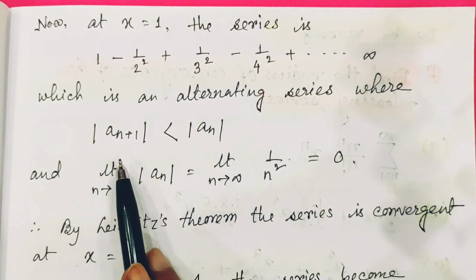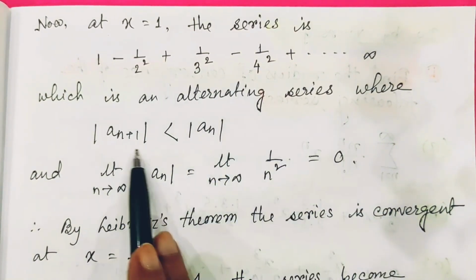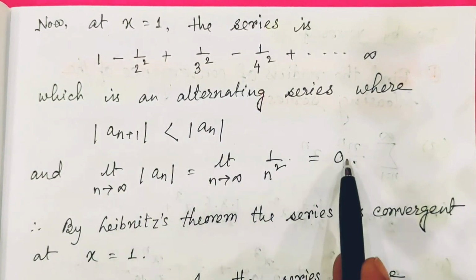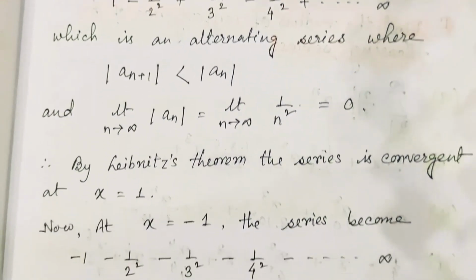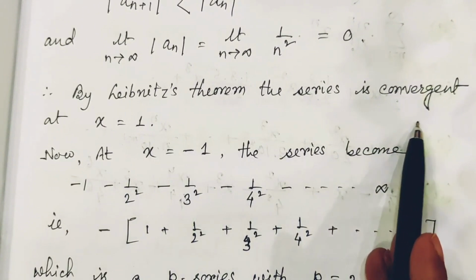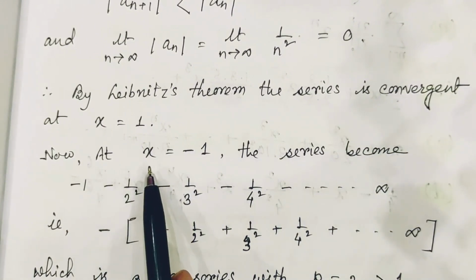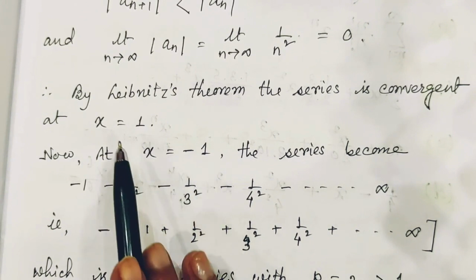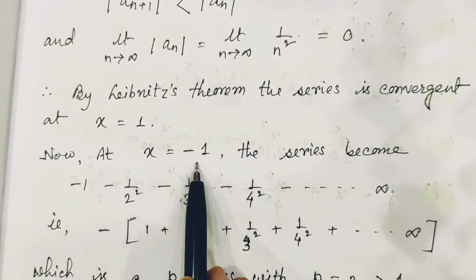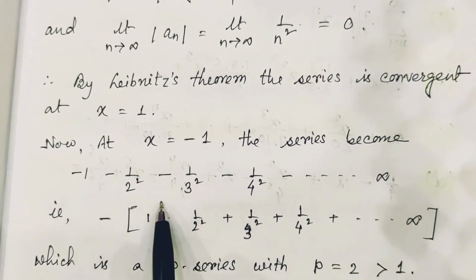According to the Leibniz theorem, we find this one is a decreasing series, and its nth term when n tends to infinity becomes 0. So by the Leibniz theorem we can say when x is equal to 1, the given series is convergent. Definitely we should test when x is equal to minus 1, because these two are the end points of the given interval. Now when it is minus 1, the series becomes this one.